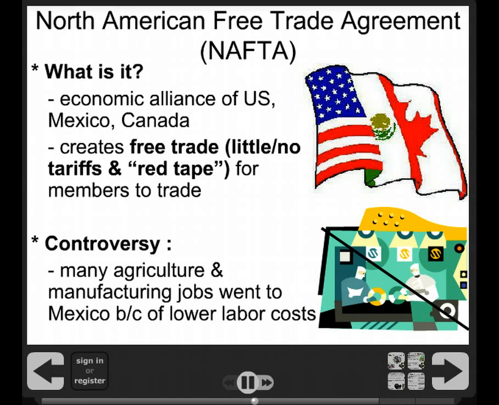Again, there's always a controversy. Many agriculture and manufacturing jobs went to Mexico because of lower labor costs. Because there's such little taxes, United States companies want to make things as cheap as possible. So they moved a lot of jobs out of the United States and into Mexico because labor is cheaper.